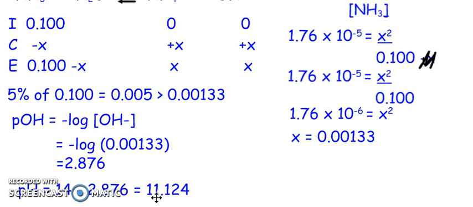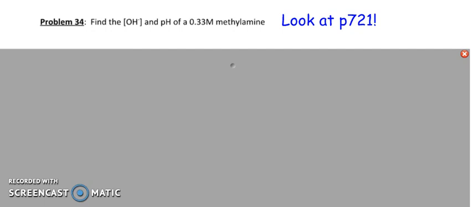So does this answer make sense? Hopefully it does. It is above 7. It is a base, and even though it's a weak base, the pH is still above 7. So it makes a lot of sense to me. Let's go on. All right, so problem number 34. Find the hydroxide and the pH of 0.33 molar methylamine. Is this a strong or a weak base? Well, hopefully you thought, oh, it's a weak base. How do I know it's a weak base? It's not a hydroxide. It's not a group 1 or group 2 hydroxide. So look on that chart on page 721 and you'll find the KB.